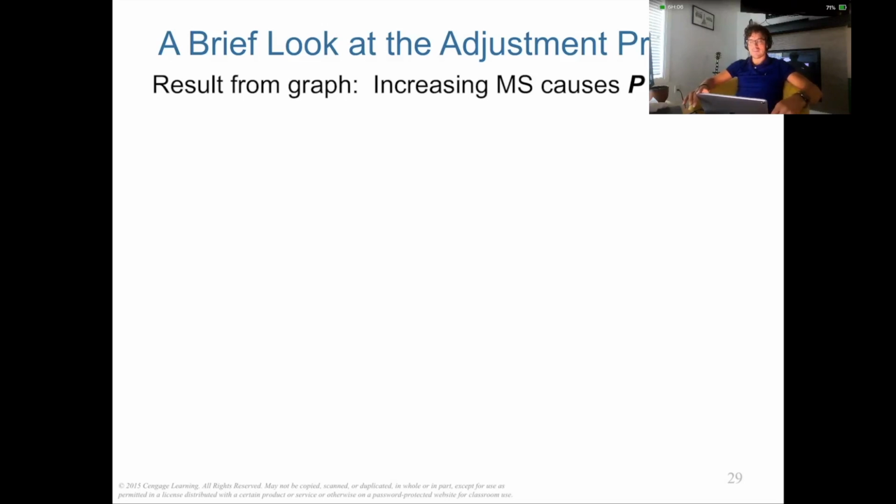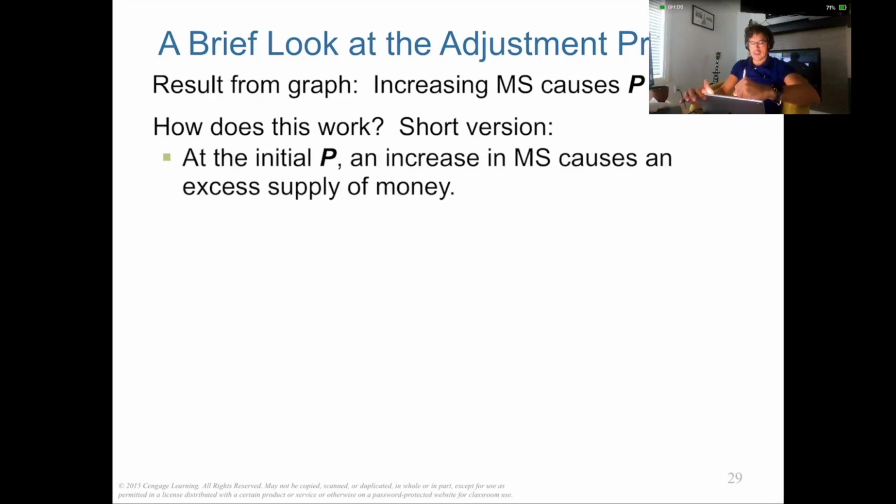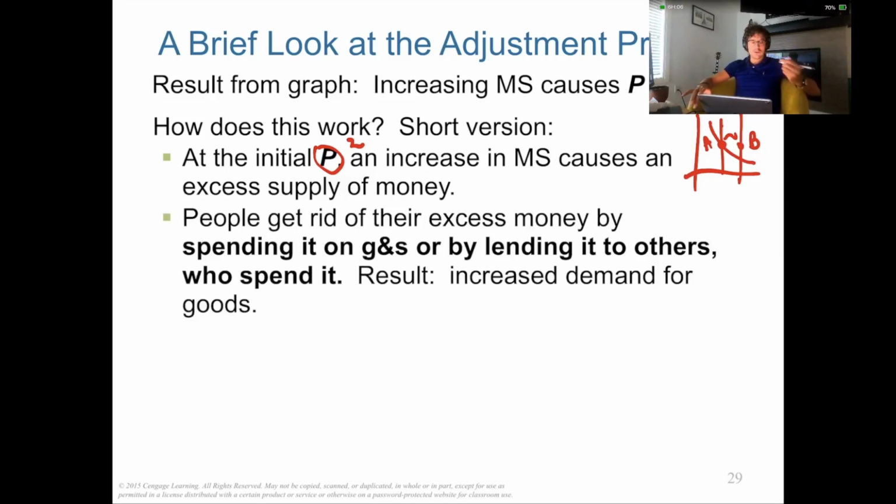So, to recap, an increase in the money supply causes an increase in the price. So how does it work? Very short version. At the initial level of price, which, if I remember correctly, was 2, an increase in the money supply causes an excess supply of money. We were, in this case, going from A to B. Because of this excess supply of money, people have more money than what they want to keep. So they start spending it on goods and services, or by lending it to others who can spend it. As a result, there is an increased demand for the goods.